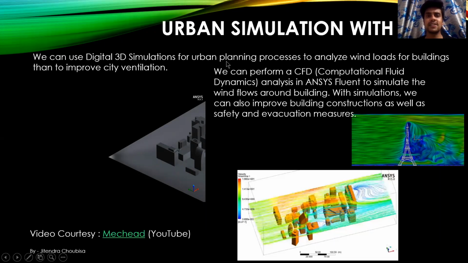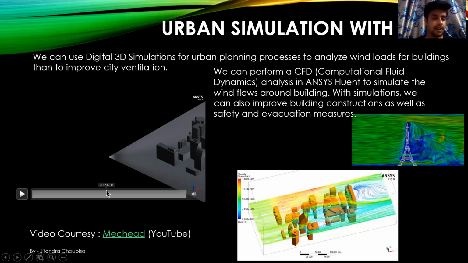We can use the digital 3D simulation for the urban planning process to analyze wind loads for the building, and then to improve the city ventilation. We can also perform CFD, that is computational fluid dynamics analysis, in ANSYS Fluent, to simulate the wind flows around the building. With the simulations, we can easily improve the building's construction as well as safety and evacuation process. There's a video here, which I have taken from YouTube. You can see how the urban simulation is going to work. I'm going to lower the sound a little bit, and then I'm going to start.